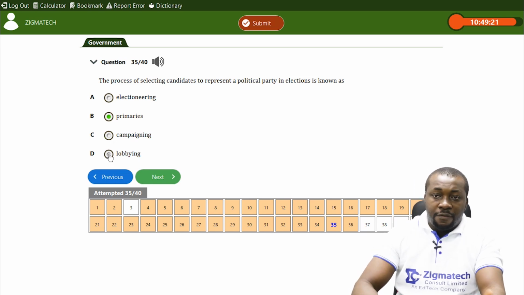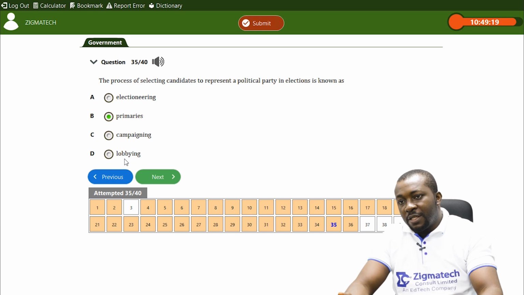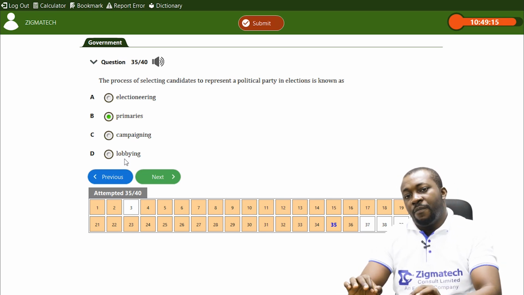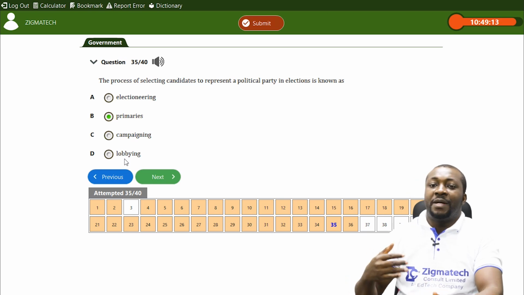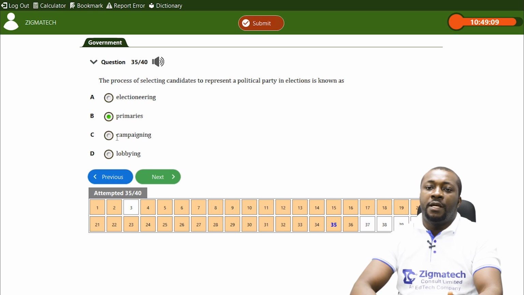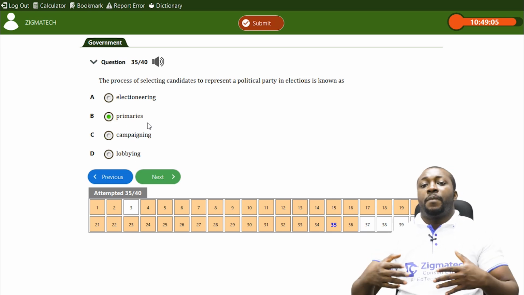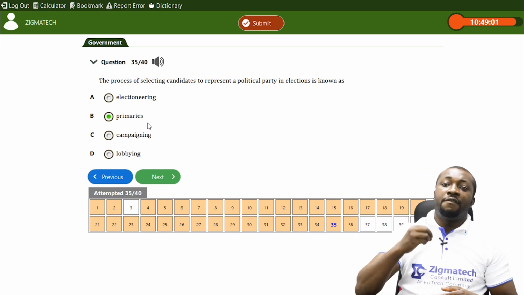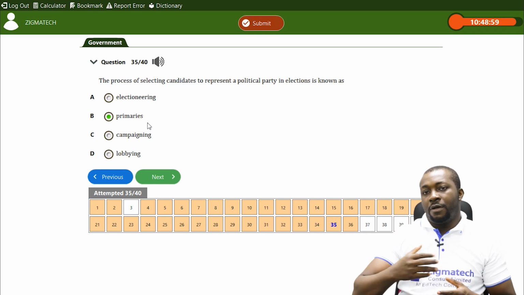Lobbying, which is influencing members of the legislature to pass a bill or debate a bill in favor of the interest of a particular group or a person. Now the answer is primaries. Primaries are what we call primary elections. The elections held within a political party to determine the flag bearer, that is the candidate of the party.